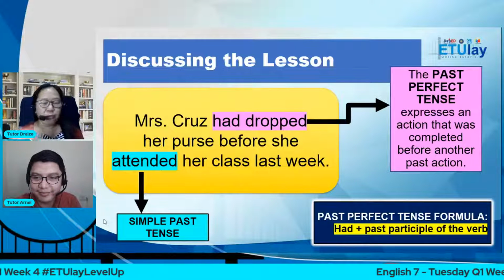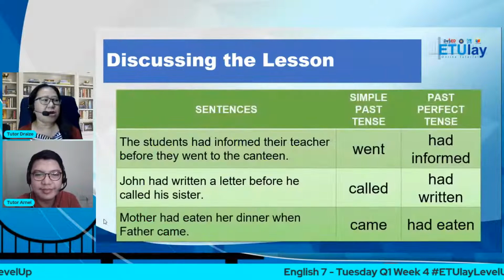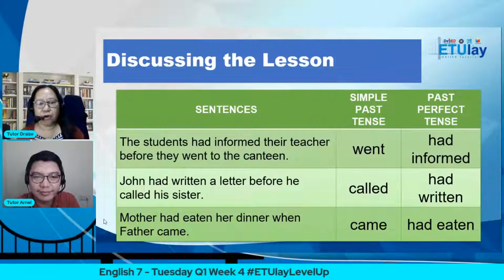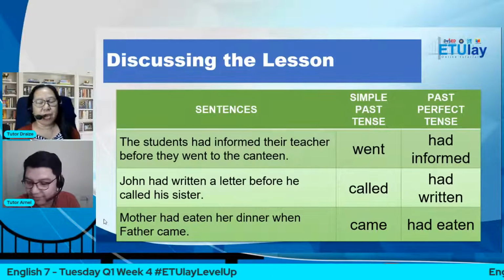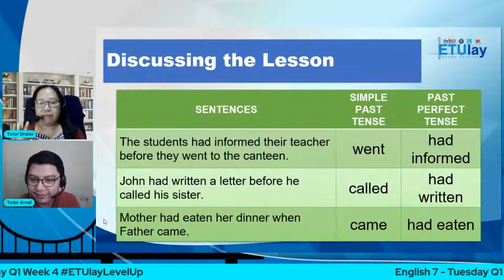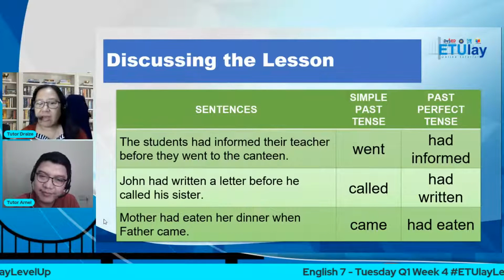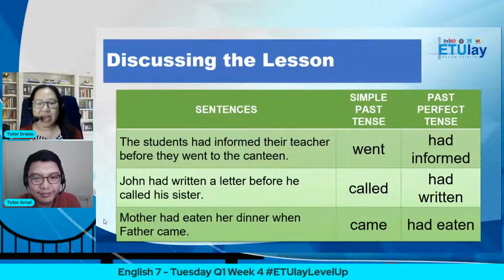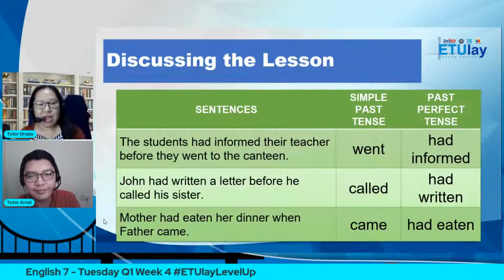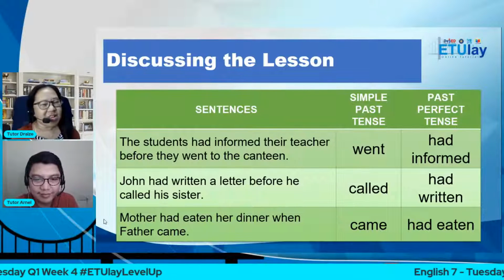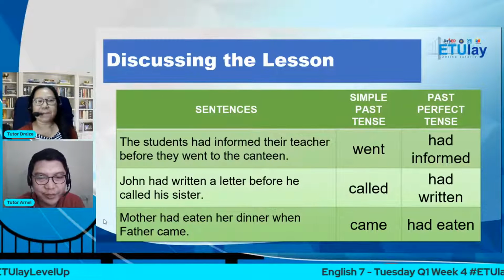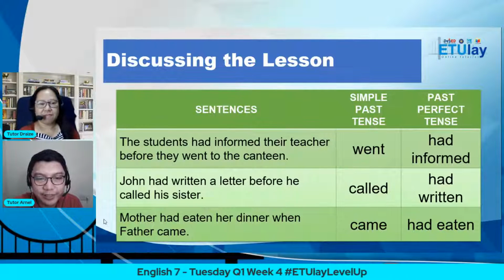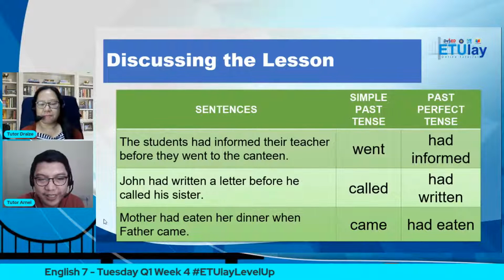Now, we still have some more examples here, so you will not get confused. Let's say, for example, the students had informed their teacher before they went to the canteen. So we have two. First is went, that would be your simple past tense, and then for the past perfect tense, we have had informed. Can you give the second and the third examples, Tutor Arnell? All right. So for the second example, the second sentence, John had written a letter before he called his sister.